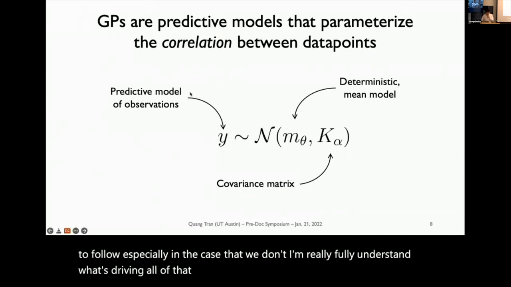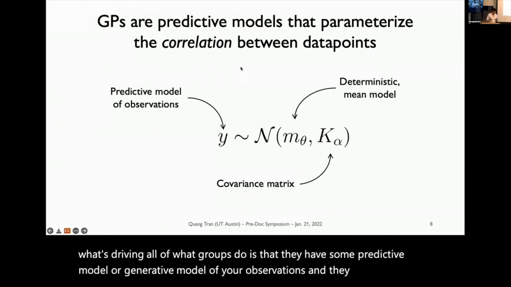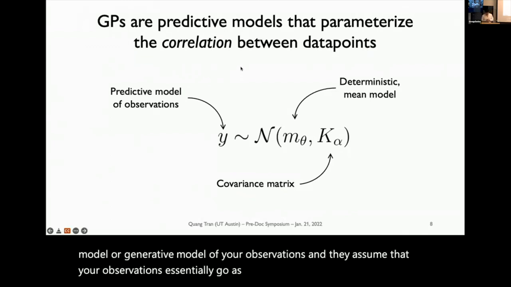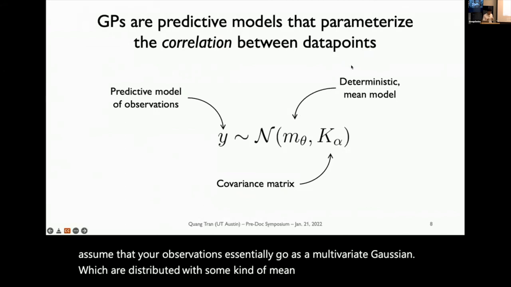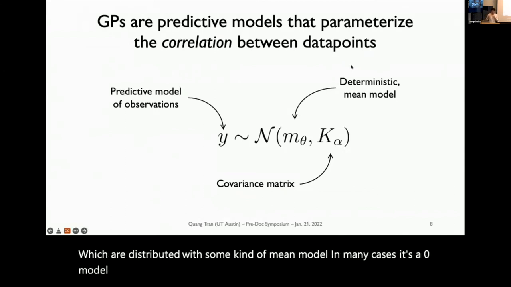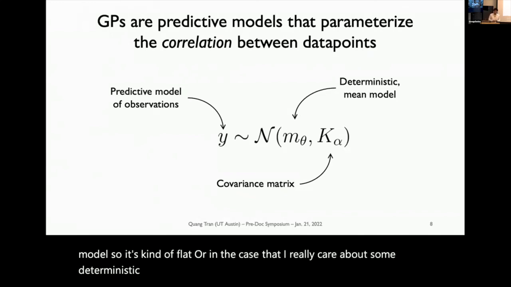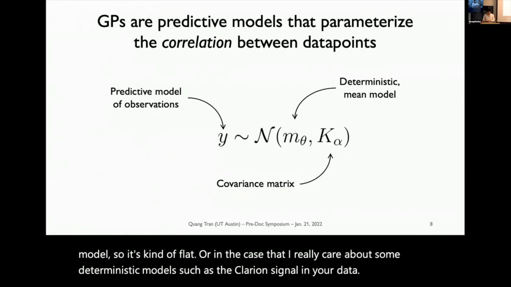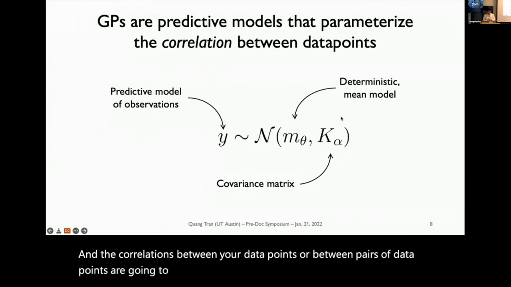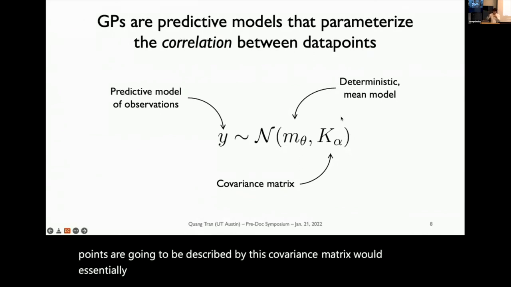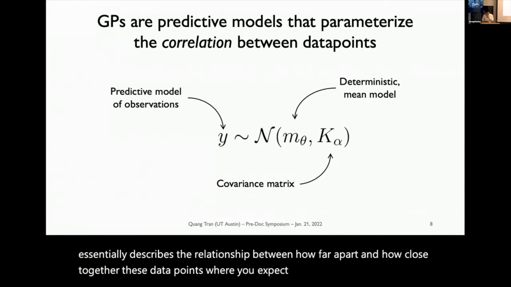What GPs do is they have some predictive or generative model of your observations, and they assume that your observations go as a multivariate Gaussian, distributed with some kind of mean model. In many cases it's a zero model, so it's flat, or, in the case that I really care about, some deterministic model, such as a Keplerian signal in your data. The correlations between pairs of data points are described by a covariance matrix, which describes how far apart or how close together you expect these data points to be.